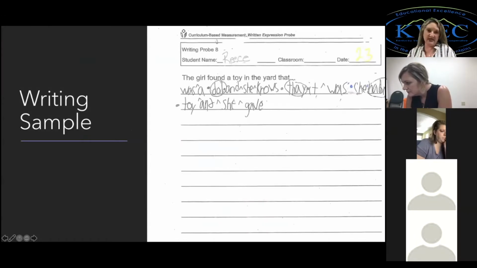Let's take a look at this writing sample. This student's probably an intermediate grade student, so it's at a 4th or 5th grade level. But this is their writing. So this is probably, what would you imagine, a 1st grade level?